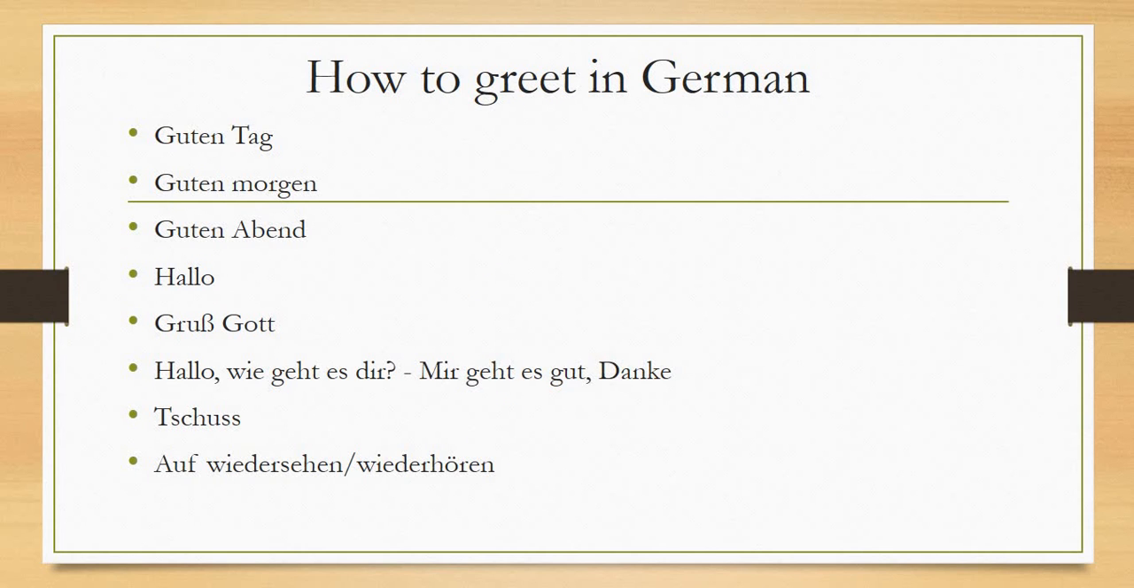So let's start with how to greet in German. That is the first thing we will do when we meet a German person. So, what are the words? Guten Tag. Guten is good. Tag is a day. So, good day. Guten Tag. Guten Morgen. Good morning. Guten Abend. Good evening. Hello. That is common everywhere in the world now. Grüß Gott. That is an expression that is found in rural parts of Germany.